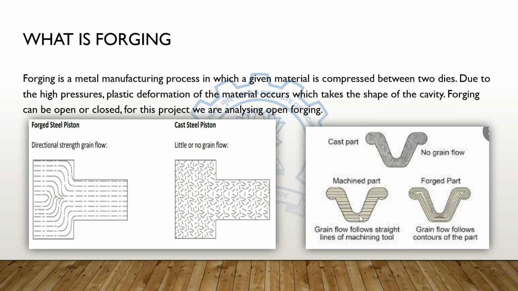So first of all, the forging. What is forging? Forging is basically a metal manufacturing process in which a workpiece is compressed between two dies. The force is applied from the dies, and the workpiece between them deforms under plastic conditions and takes the shape of the die which is being implemented on them.